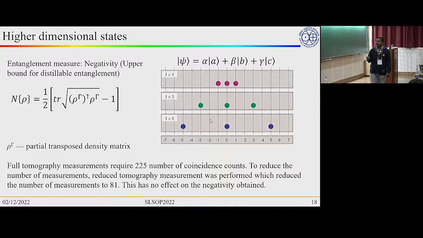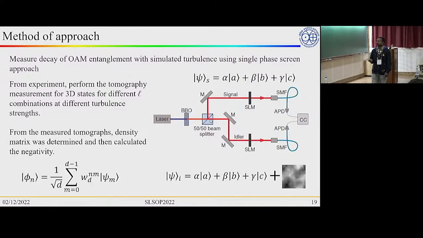As these are qutrit states, we do quantum state tomography, and finally we calculated the negativity to find out the effect of the turbulence strength on the negativity, the measure of entanglement. So this was the setup. In one of the SLMs, I am not introducing any turbulence, so my state was like this. In the other one, I added the turbulence.